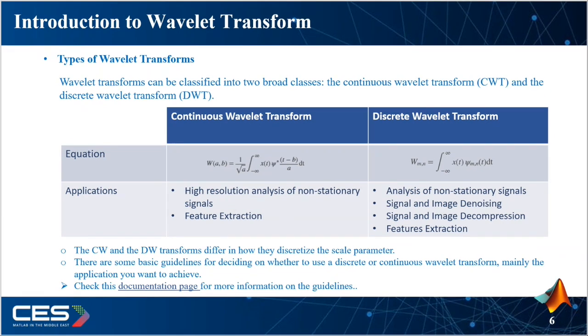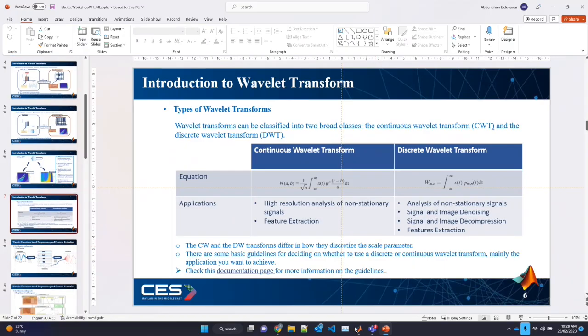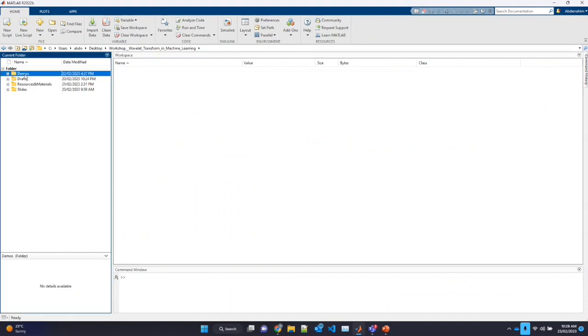Let's now go to MATLAB and deepen our understanding of the wavelet transform by running some code and using some application to analyze the signal using wavelet transform. But before that, compare the WT with the STFT, okay? And learn a little bit about the wavelet families, okay? I'm sharing now my MATLAB. I have demos here.